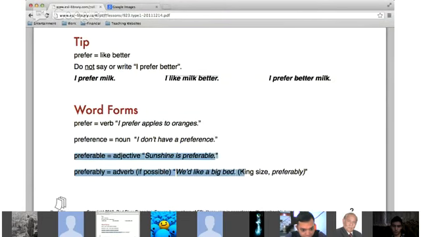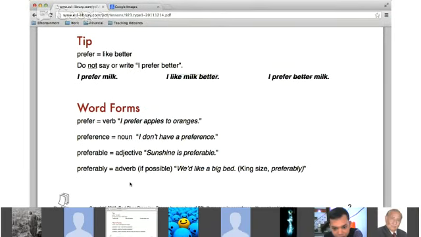Starting with preferable, the adjective. Preferable, adjective. Sunshine is preferable. Preferably, adverb. It is possible. Built like a big bear, king size, preferably. Okay, let's practice these pronunciations.